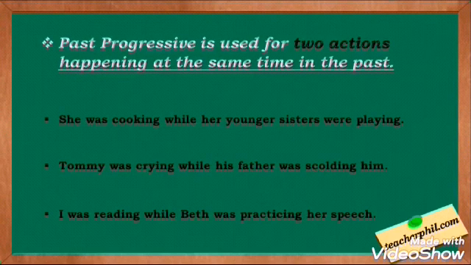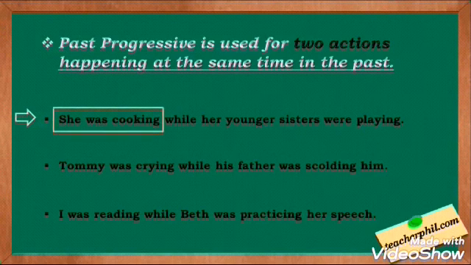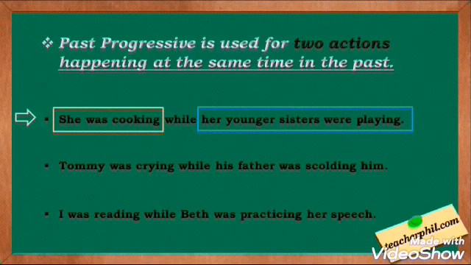The past continuous, or the past progressive, also is used for two actions that were happening at the same time in the past. Two actions that were happening at the same time in the past. She was cooking while her younger sisters were playing. Tommy was crying while his father was scolding him. I was reading while Beth was practicing her speech.